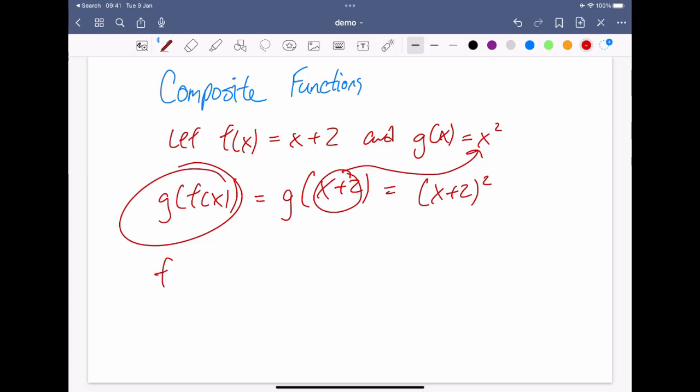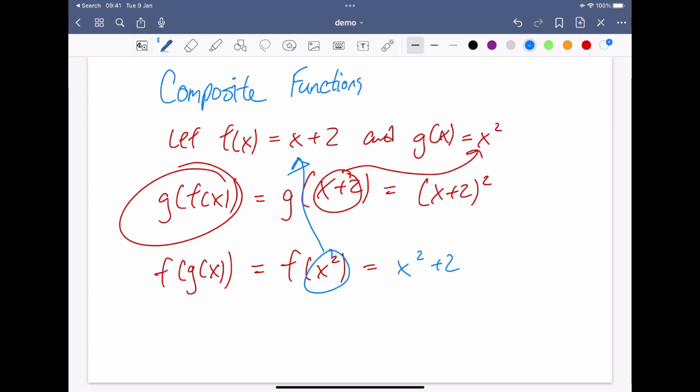Now, what if we do f of g of x? How would that look? So we can replace g of x with x squared, so we would get f with x squared in the brackets. And again, f of x equals x plus 2. So you would put this x squared into the x. You would replace all the x's in this equation if there were more. And that would look something like x squared plus 2. And this is your answer for f of g of x.